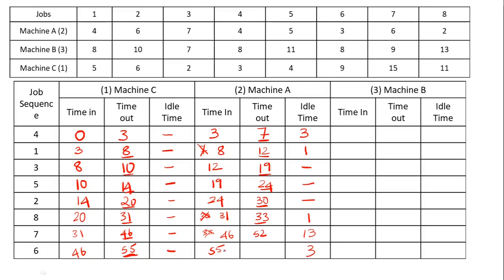So it starts at hour number 55 and the job is 6, 3 hours for it to get completed. So it is 58. So machine A completes the entire work in the 58th hour itself. After that it is going to be idle. It's not going to carry out any process. Okay, now we'll get to this.